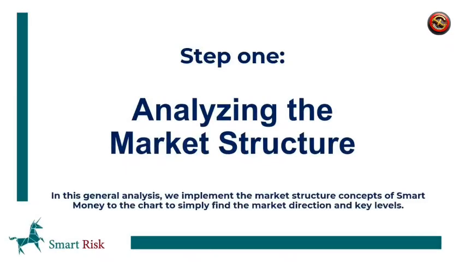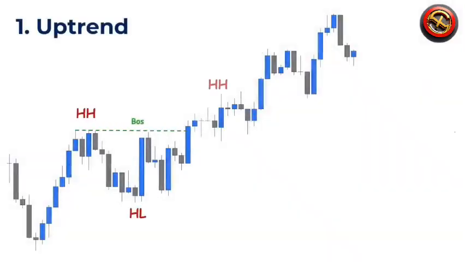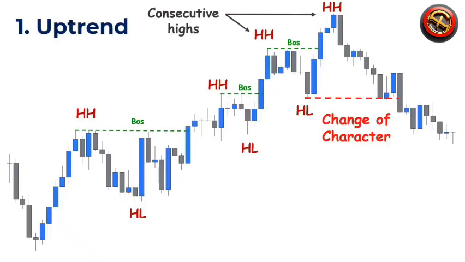So let's start with the first step, analyzing the market structure. In this general analysis, we implement the market structure concepts of smart money to the chart to simply find the market direction and key levels. We have 3 types of markets in terms of direction. We have a moving uptrend, where the price continuously makes higher highs and higher lows, breaking the structure to the upside. So we want to trade with a dominant uptrend because it increases the chance of success. This process continues until we get a change of character, which signals a possible reversal. Change of character occurs when we get a break and close below the lowest point of swing low between 2 consecutive highs.